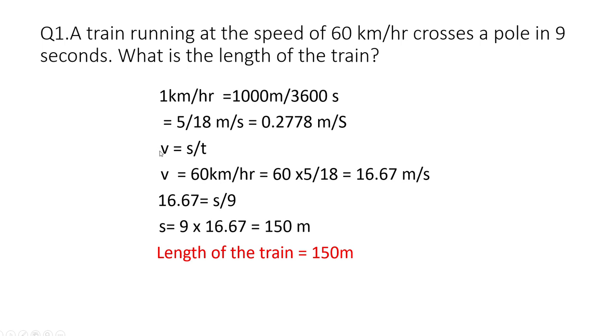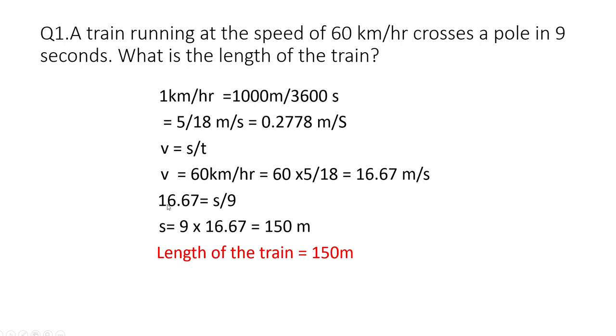Now for velocity, we have a standard relation. Velocity, speed is equal to distance by time. S is distance and T is time. V is the speed or velocity. So here V is equal to, converting 60 km per hour into meter per second, we'll get 16.67 meter per second.